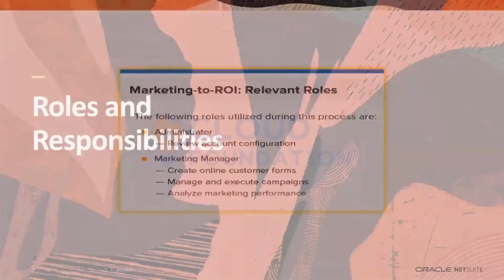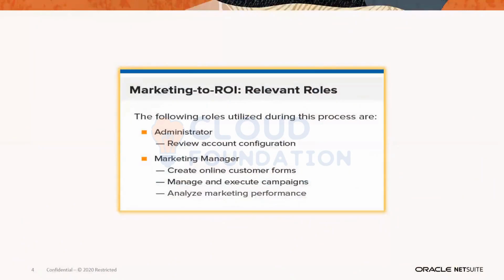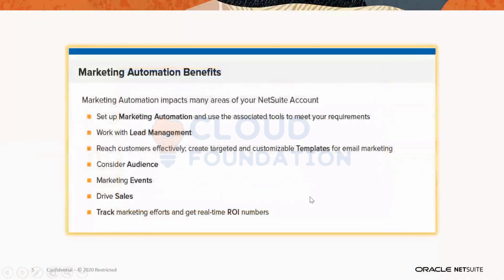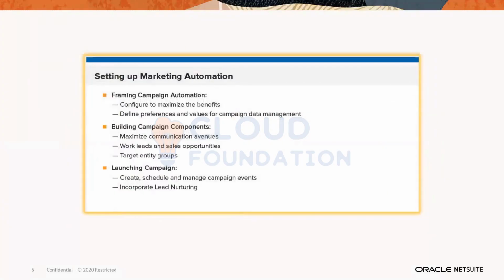So you have roles and responsibilities of a marketing person. It could be marketing to ROI, relevant roles like administrator, create online forms, manage and execute campaigns, analyze marketing performance. All these things I have already shown you. The reason why I'm showing you these presentations after showing you the system is you will have a clear idea. If I'm just presenting you these PPTs, obviously you will not be able to understand anything that we're talking about now.